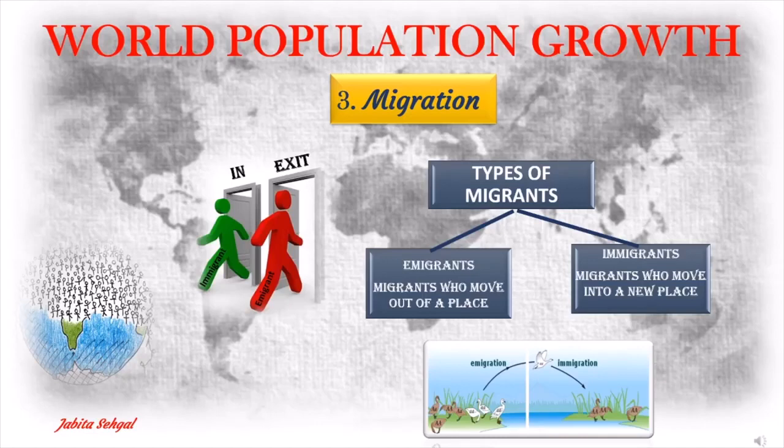Now let us see this picture showing two regions of birds. One of the white birds from the first region is flying to the second region. For that white bird, the first region is the place of origin and the second is the place of destination. And hence, the bird flying from the first region to the second region is called the migrant. It is emigrating from the first region and immigrating to the second region.